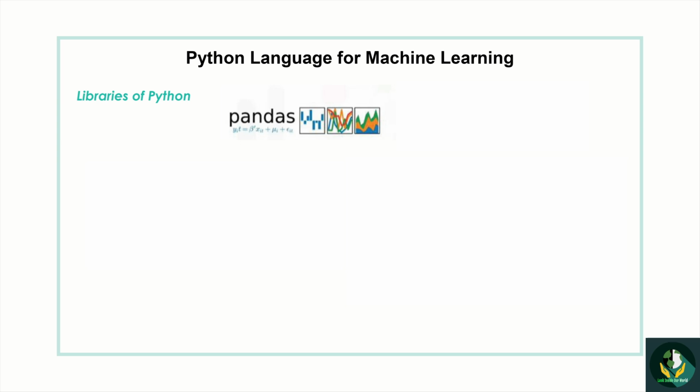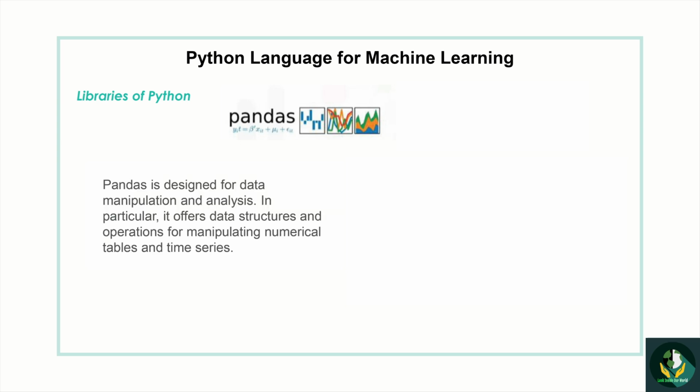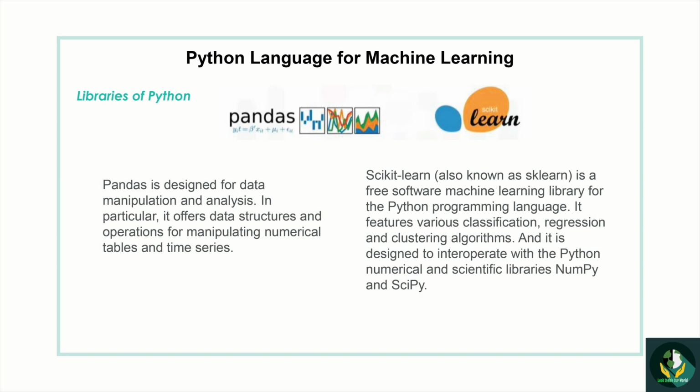Next is the Pandas library. It's designed for data manipulation and analysis. In particular, it offers data structures and operations for manipulating numerical tables and time series. Last is scikit-learn, also known as sklearn. It is a free machine learning library for the Python programming language. It features various classification, regression, and clustering algorithms, and it is designed to incorporate with the Python numerical and scientific libraries NumPy and SciPy.